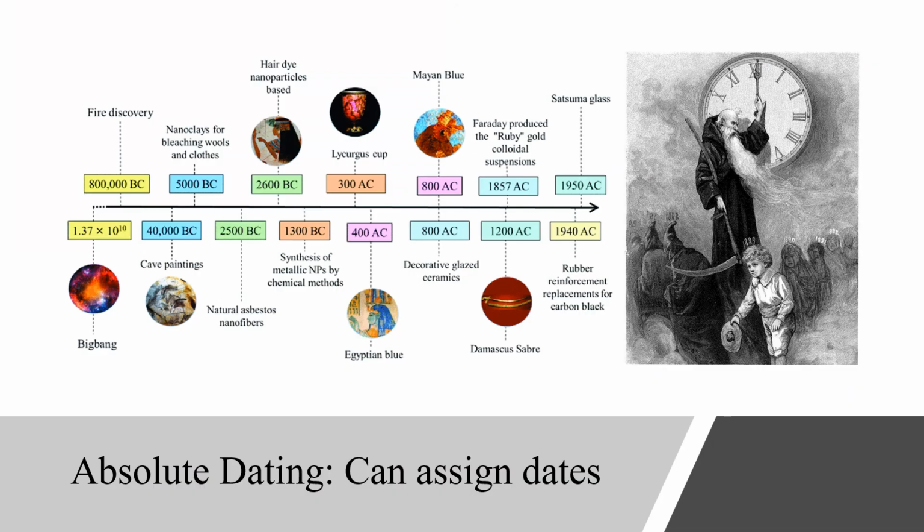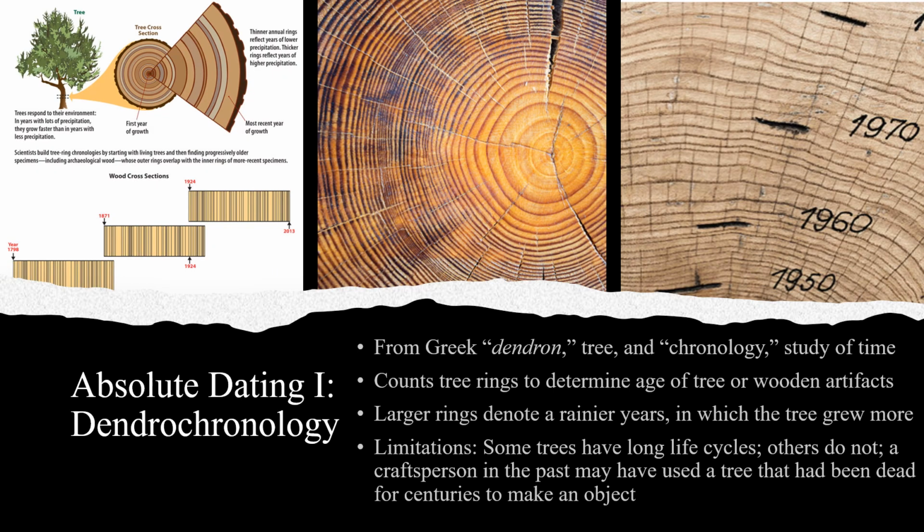Now we'll talk a little bit about absolute dating. With absolute dating, archaeologists can assign dates to the artifacts they find. But as was the case with relative dating, there are limits to the absolute dating methods that archaeologists use. The first absolute dating method we'll discuss is called dendrochronology.